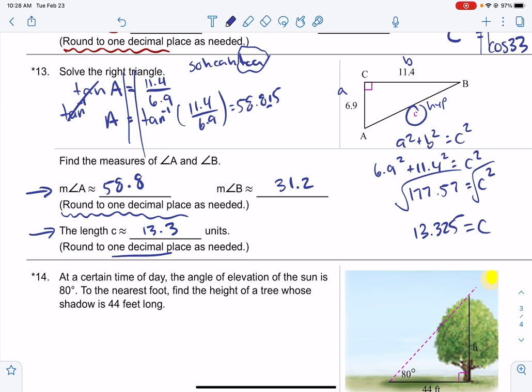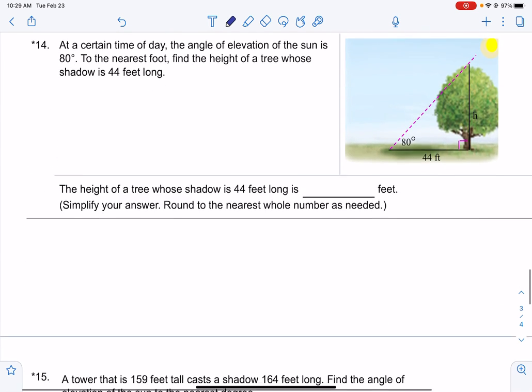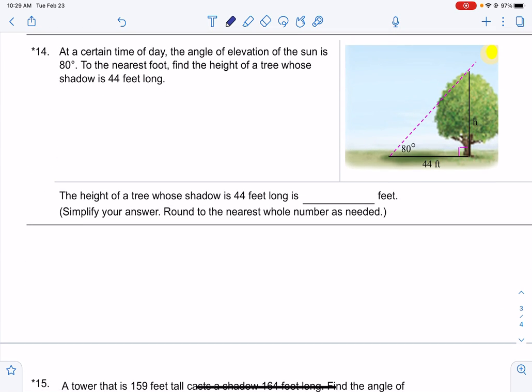which might be a little bit different if you had tried to use SOH CAH TOA to find the hypotenuse. So be really careful when you're doing these triangles. If possible, use numbers that they gave you, not numbers that you found yourself. Okay, number 14. At a certain time of day, the angle of elevation of the sun is 80 degrees.